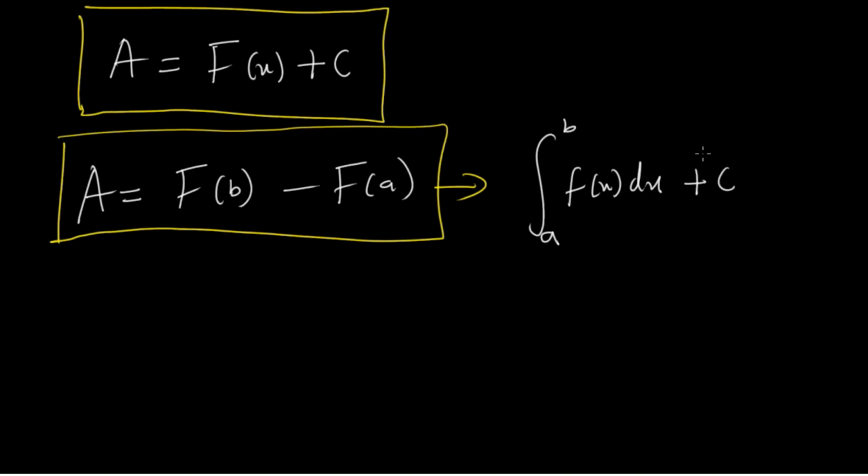So this is called the definite integral of the function f of x, where a refers to the lower limit and b refers to the upper limit. So a is referred to as the lower limit and b is referred to as the upper limit. So this is how we can generalize and find the formula for finding the area under a curve.